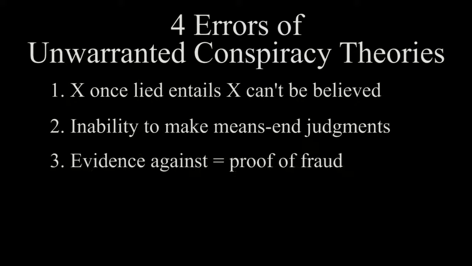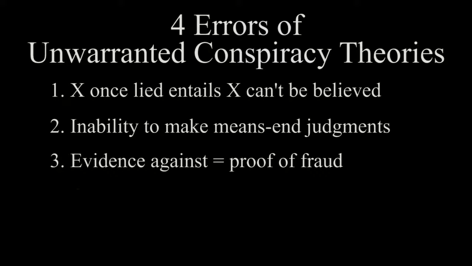Error 3. Treating evidence against the theory as evidence for it. Conspiracy theorists do not just argue that the evidence could point toward a different conclusion. Rather, they claim that the evidence supporting the official verdict is suspect, fraudulent, faked, or coerced. And because this fraudulent evidence exists, that further proves that the conspiracy theory is correct.